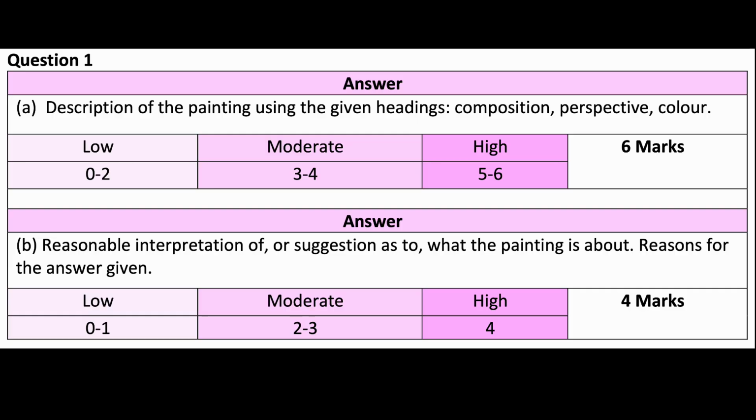And the answer for that question, the marks, the description of the painting using the given headings, composition, perspective and colour. The total marks there are 6, and hopefully you will have described each one, giving certain thought to the composition, the perspective and the colour, to get 6 marks. Now your interpretation or suggestion as to what the painting is about and your reasons given for that will hopefully get you 4 marks.